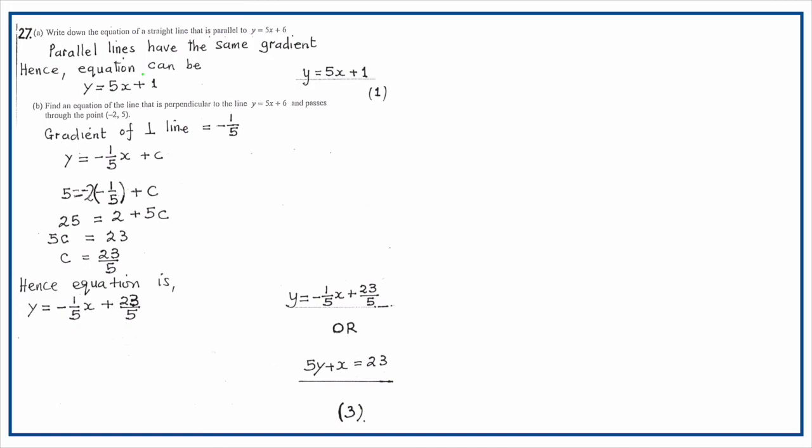27b, find an equation of the line that is perpendicular to the line y equals 5x plus 6 and passes through the point minus 2, 5. Well, the gradient of a perpendicular line is the negative reciprocal of 5, which is minus 1 over 5. So we can write y equals minus 1 over 5x plus c, and we need to find the intercept by substituting the coordinates of the point minus 2, 5 in here, which becomes 5 equals minus 2 times, open bracket, minus 1/5, close bracket, plus c. If you rearrange, 5c equals 23, c equals 23 over 5. And the equation is y equals minus 1 over 5x plus 23 over 5. Or you can write it as 5y plus x equals 23 by multiplying this by 5.